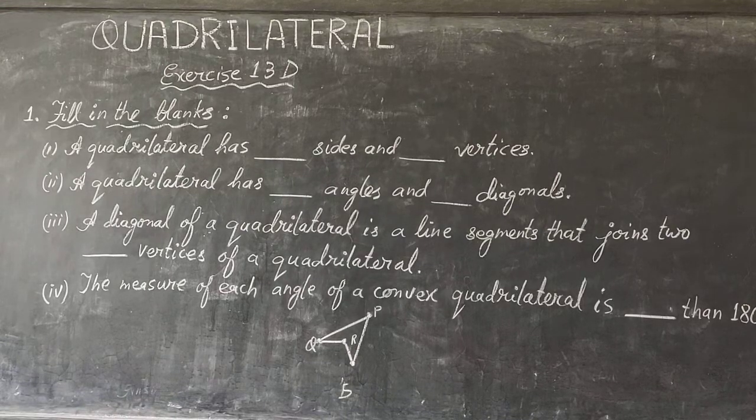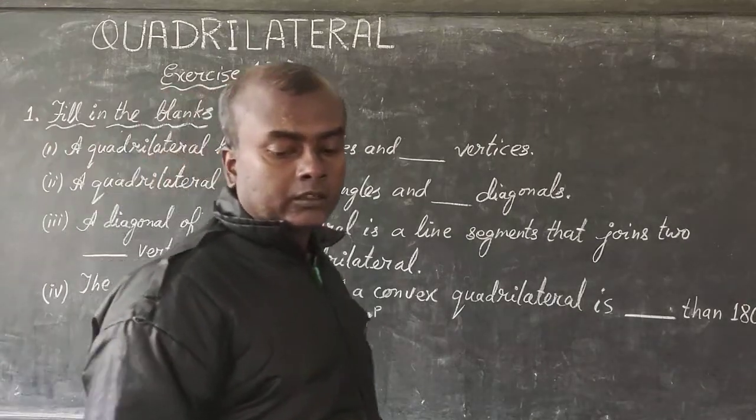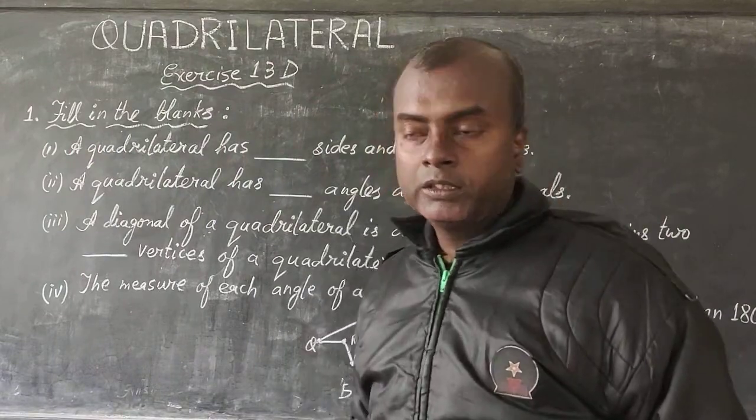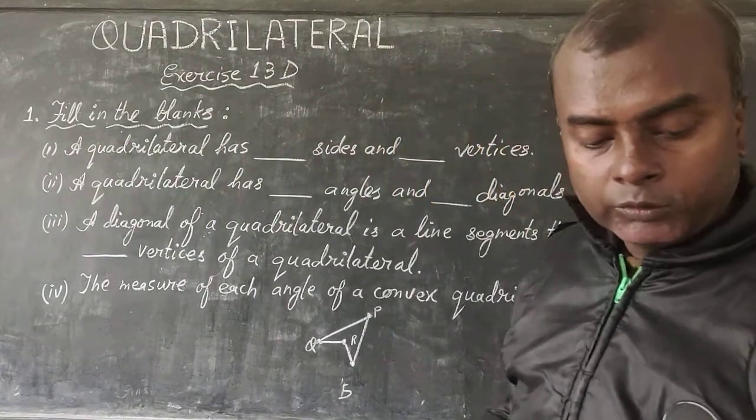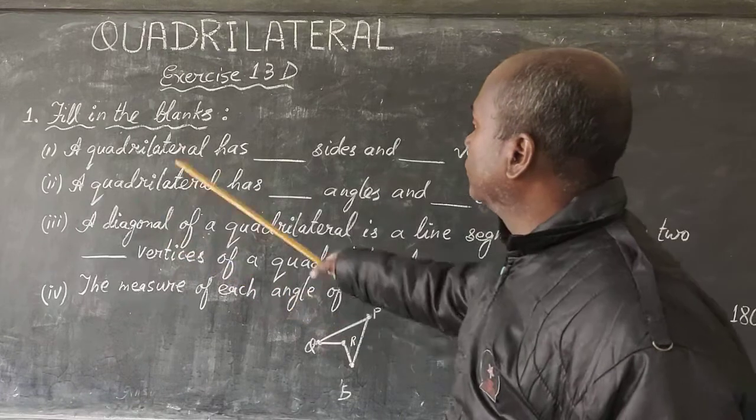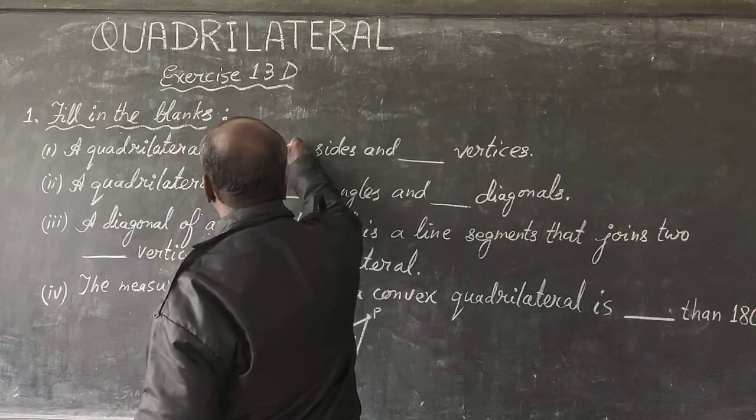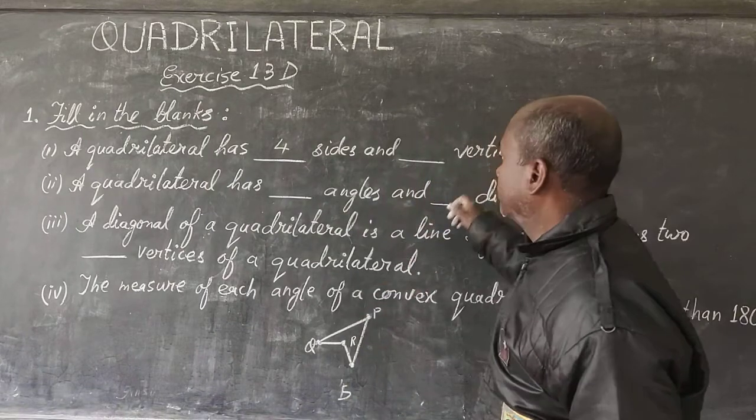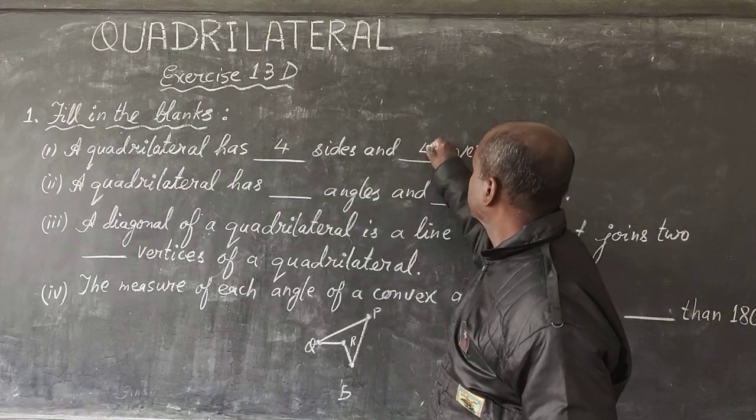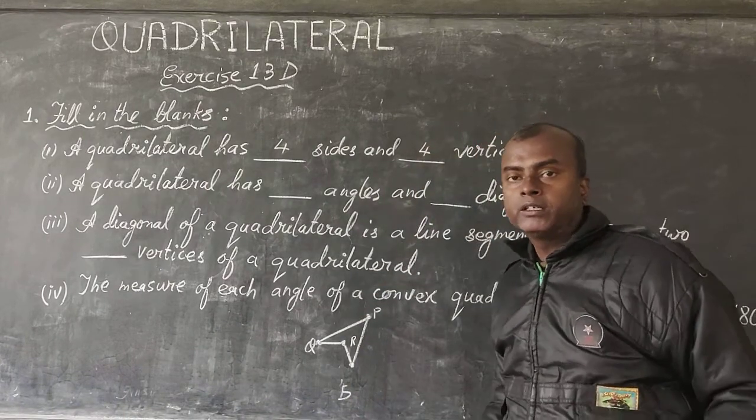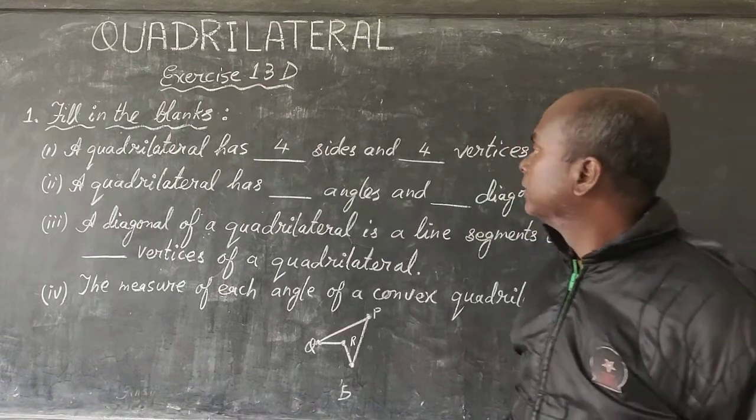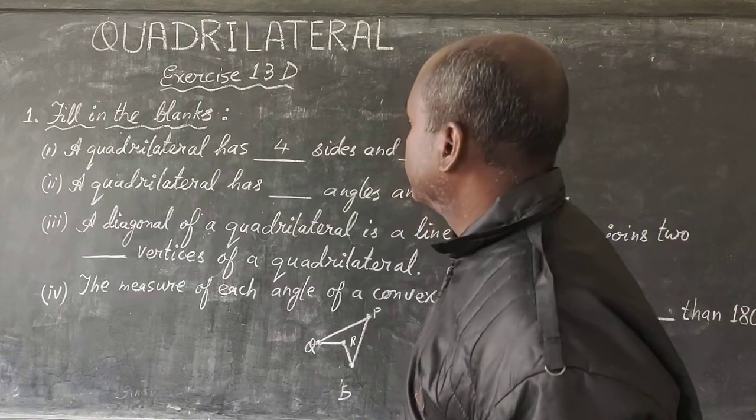Okay, here we come to exercise 18D. Let us discuss the first question, fill in the blanks. First few questions are easy. A quadrilateral has how many sides? We all know 4 sides. So let's write 4. And how many vertices? 4 vertices. Vertices are the points where any two sides connect. Remember?